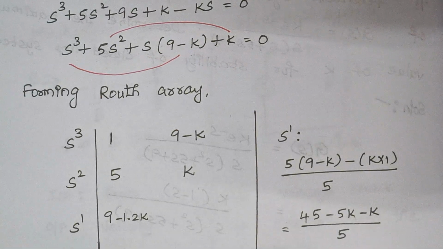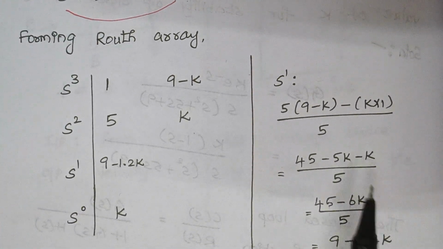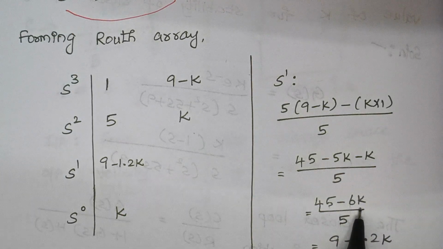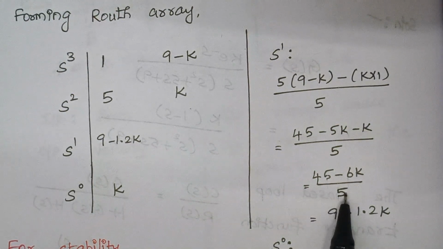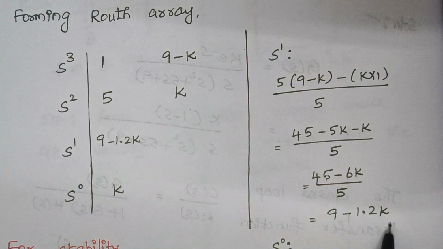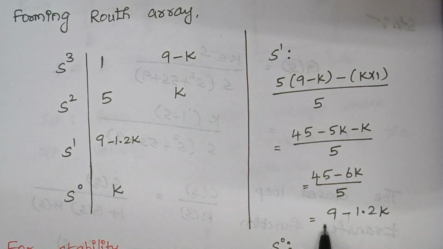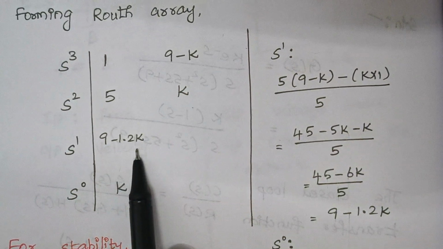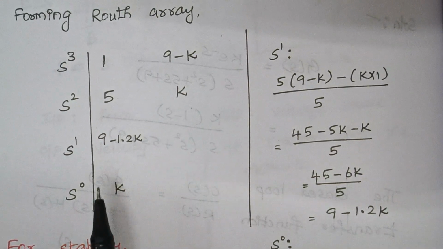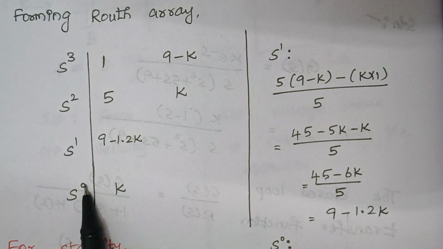So when you solve this, minus 5k minus k will give you minus 6k. So 45 minus 6k divided by 5. When you divide it by 5, 45 by 5 is 9 and 6 by 5 gives 1.2k. Right. So this is our element of the s to the power 1 row: 9 minus 1.2k.